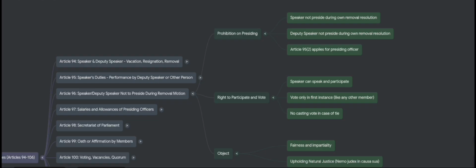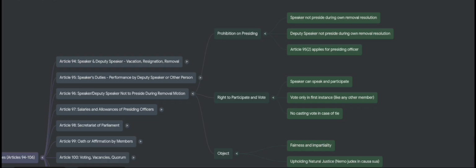Only in the first instance. That phrase sounds significant again. What's the implication there? Why not a casting vote if there's a tie? This is a very important clarification. Normally, as we'll discuss under Article 100, the presiding officer has a casting vote to break a tie. It's a power they exercise to resolve deadlocks. But in their own removal proceedings, they explicitly do not have that casting vote. This prevents them from using that unique power to save themselves from removal.